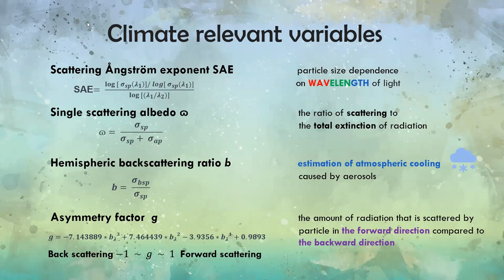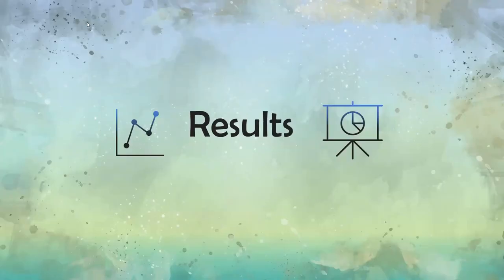Hemispheric backscattering ratio can estimate atmospheric cooling caused by aerosols. The asymmetry factor is the amount of radiation that is scattered by the particle in the forward direction compared to the backward direction. If the scattering is totally backward, we have -1. And if it's completely forward scattering, we have the value 1.